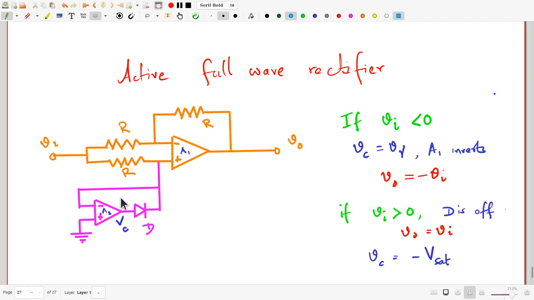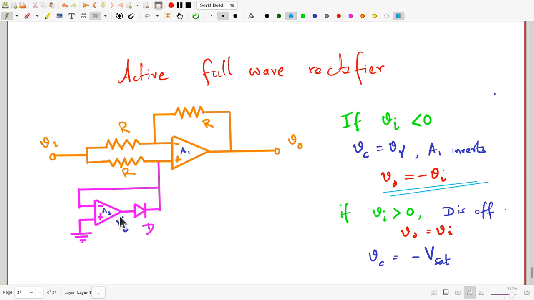Nearly 0 but negative, that's important, slightly negative. And that would mean this end would be also nearly 0 volts. So this terminal is grounded, which means A, the output is going to be -Vi. So this is what you are going to get.